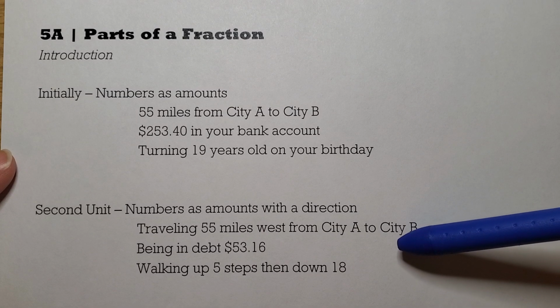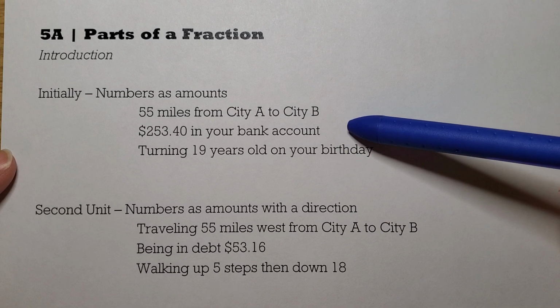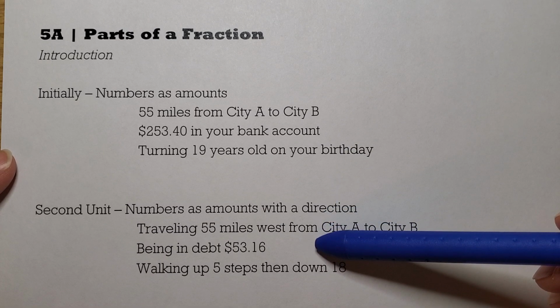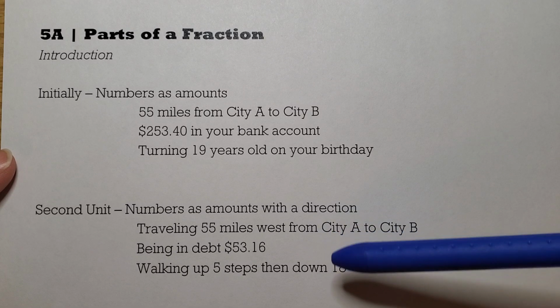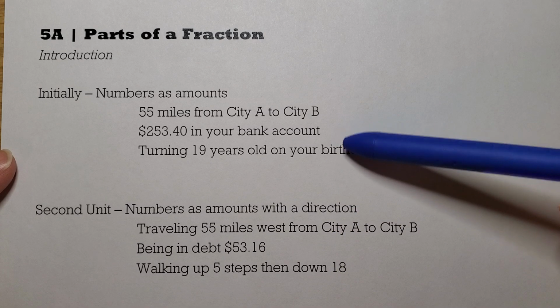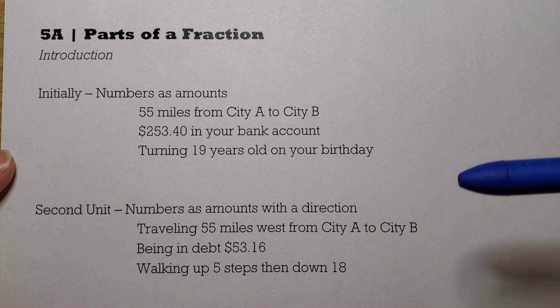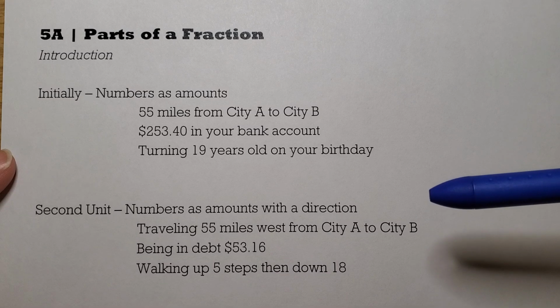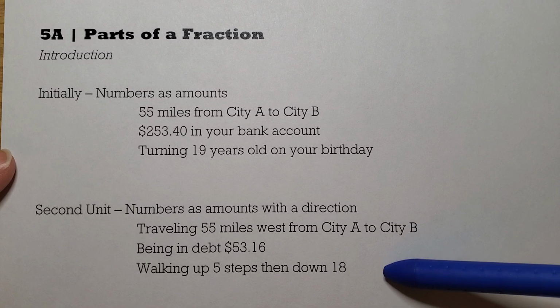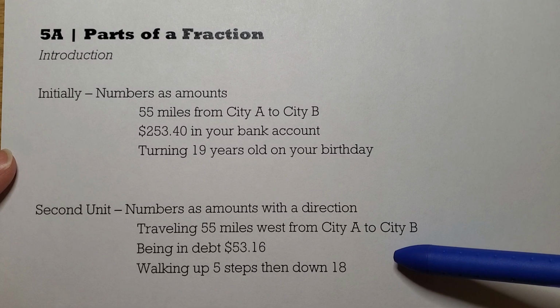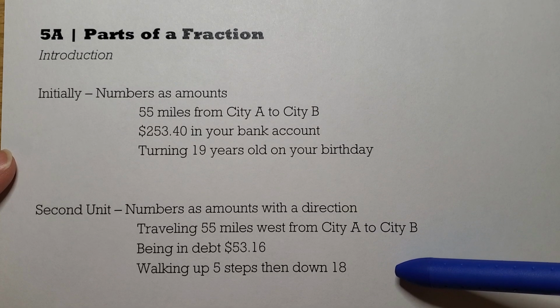Maybe you have $253.40 in your bank account, but maybe you owe somebody $53.16. So how do we indicate the difference between having and not having, or being owed versus owing somebody money? Or what if you change direction? So you walk up 5 steps and then you go down 18 steps. So what is that going to look like?